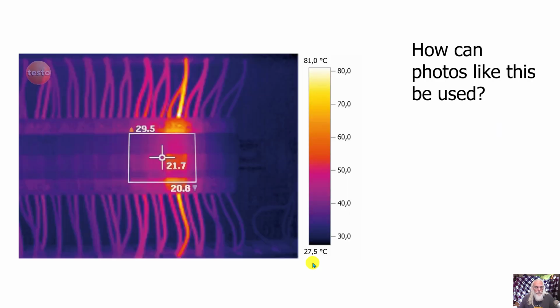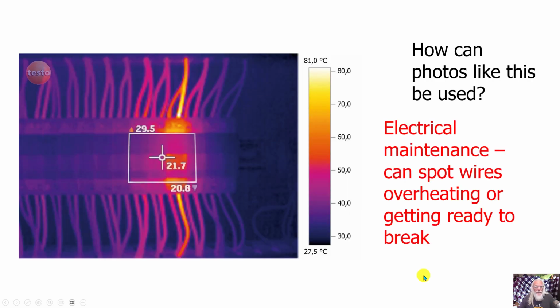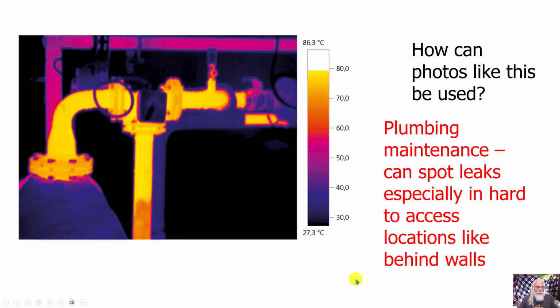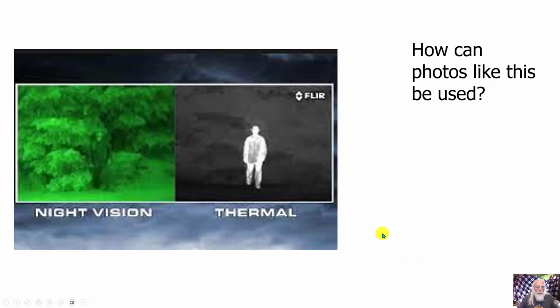How about this one? What do you think this is? Well, this is for electrical maintenance. You possibly can spot wires overheating or getting ready to break. What do we have going on here? Well, these are plumbing pipes. So water pipes could be hot water. Plumbing maintenance, you can spot leaks, especially in hard to find and hard to access locations, like maybe behind walls. Now here's two photos of the same location. We have night vision and we have that infrared thermal vision. So how could photos like this be used?